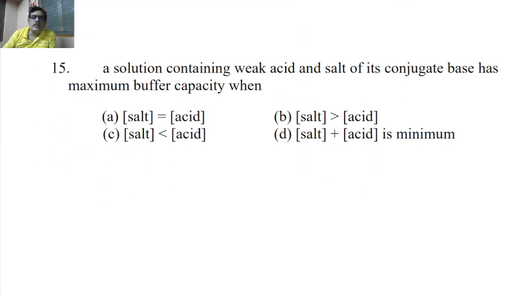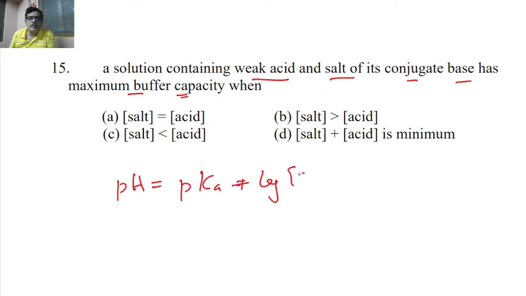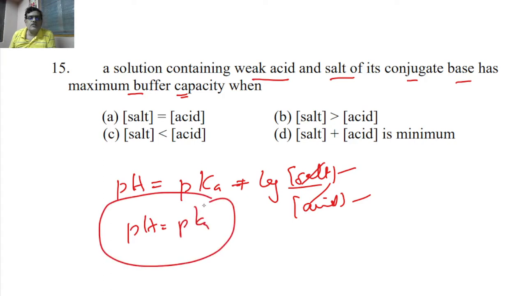A solution containing a weak acid and a salt of its conjugate base has a maximum buffer capacity. See, the buffer formula is given by Henderson's equation: pH is equal to pK plus logarithm of concentration of the salt divided by concentration of the acid. If the concentration of the salt is equal to the concentration of the acid, then pH is equal to pK. So only here you are going to find that there is a maximum buffer capacity.